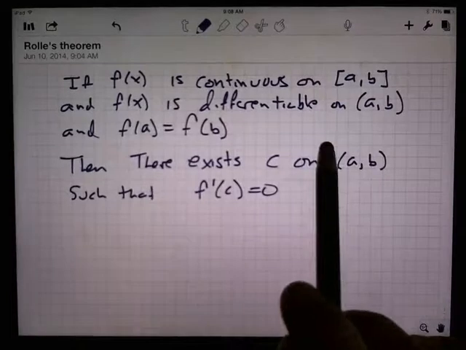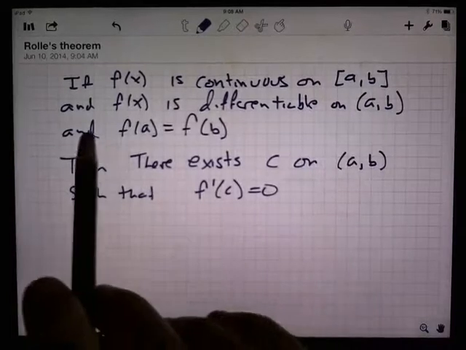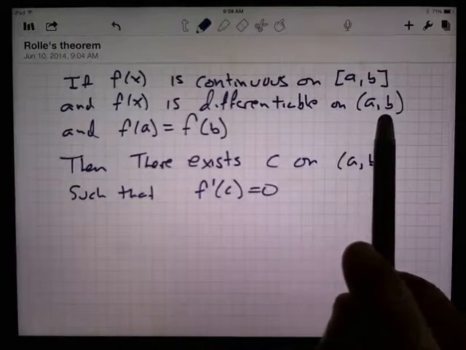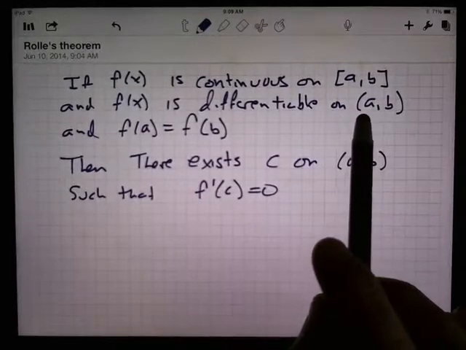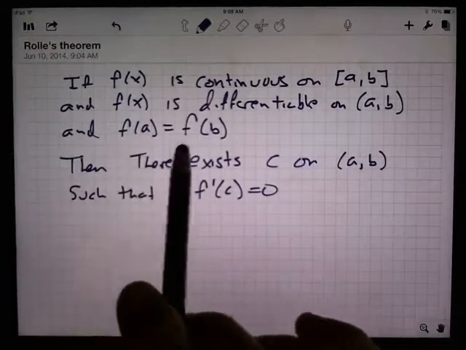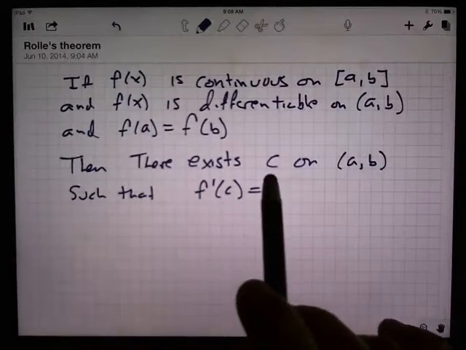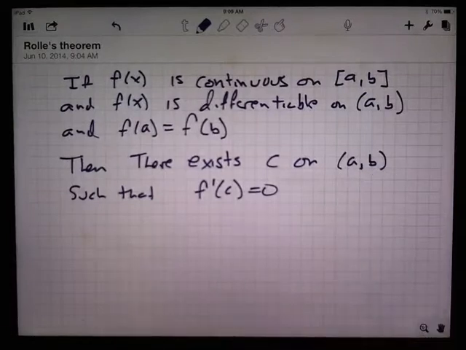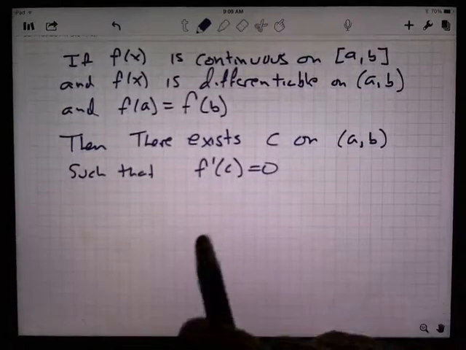If f is a continuous function on the closed interval from a to b, and f is differentiable on the open interval from a to b, at least, maybe the closed interval, but at least on the open interval, and f of a equals f of b, then there exists a point c on the interval (a, b) such that f prime of c equals 0. Let's take a look at the picture of this.